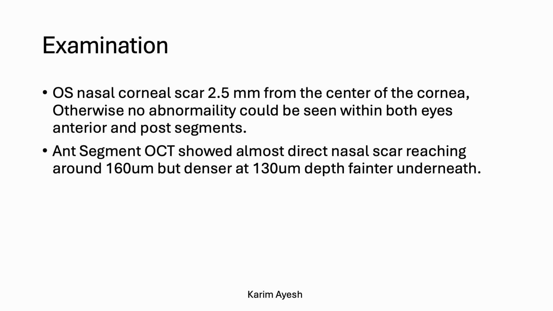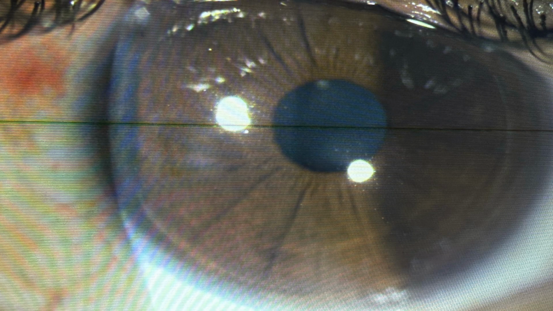Anterior segment OCT shows a direct nasal scar reaching almost 160 microns, denser at the superficial layer and fainter at the deep layer, so the maximum density is at 130 micron depth. This is the shape of the scar, or faint scar. As you see here, the only problem you can face in surgery is that the laser would not transmit through this scar, and maybe a buttonhole would happen.